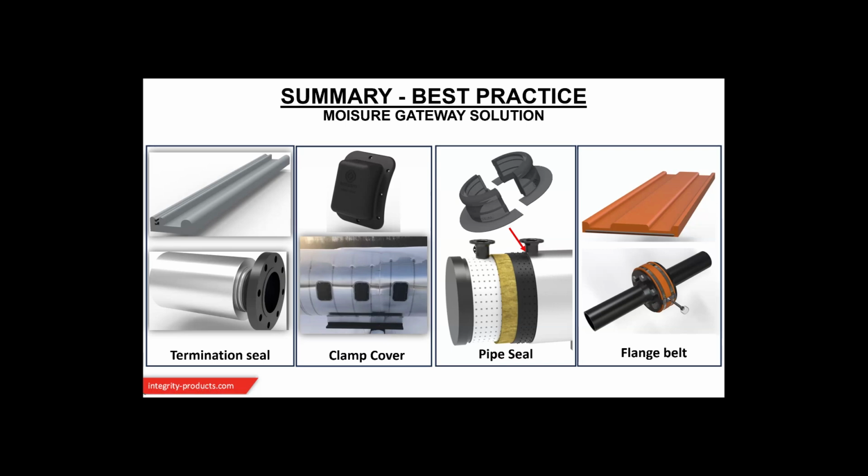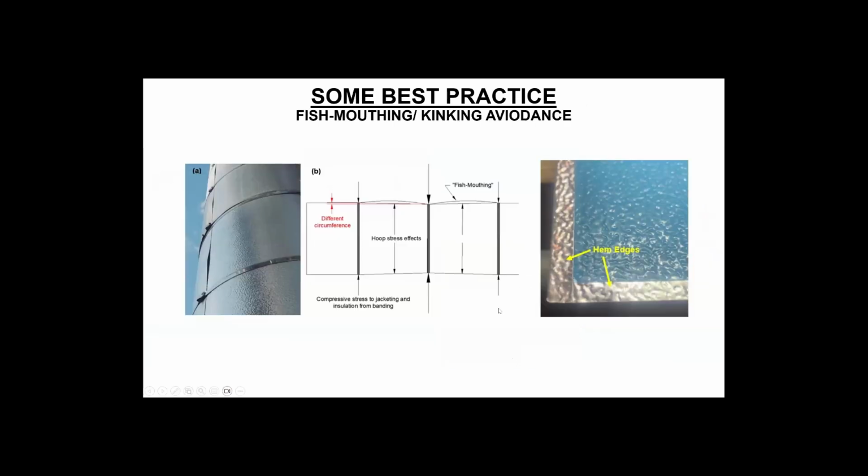I was showing an image where there was a rectangular box that was damaged because people love to step on it. To avoid that sort of situation, the Grinnell clamps are now being covered using these clamp covers, especially in Canadian SAGD facilities. And then comes the pipe seal, which I showed you in the previous slide. And then comes the flange belt, a concept like an enclosure that goes on top of the flange to protect against moisture intrusion at the flange faces. So these are the best practices we have come across.